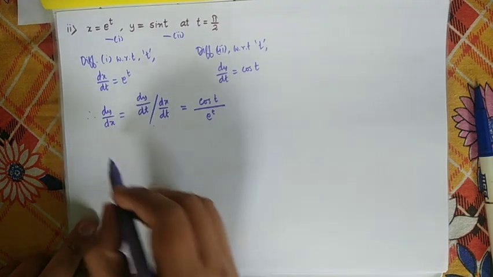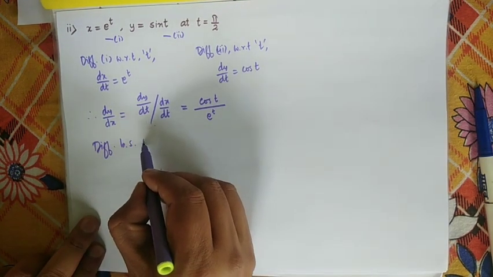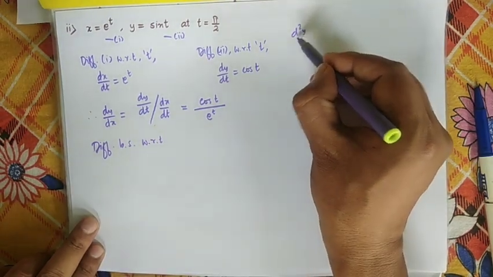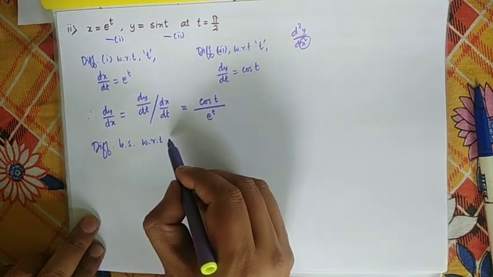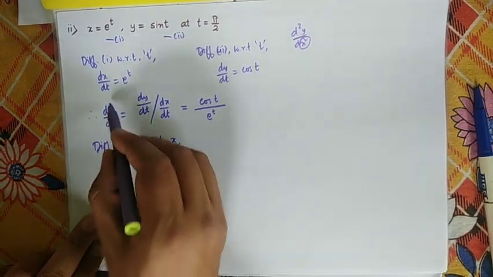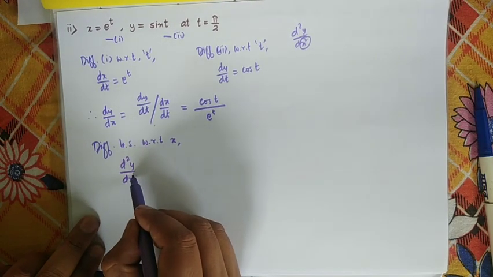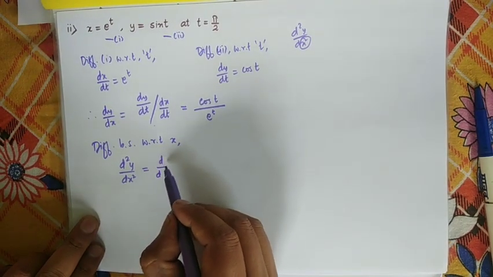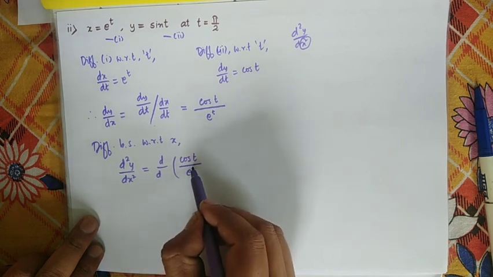Okay, so next we will differentiate both sides with respect to x, since our aim is to find d square y by dx square. So on the left hand side I'll get d square y by dx square, and on the right hand side I have d by dx of cos t by e to the power t.